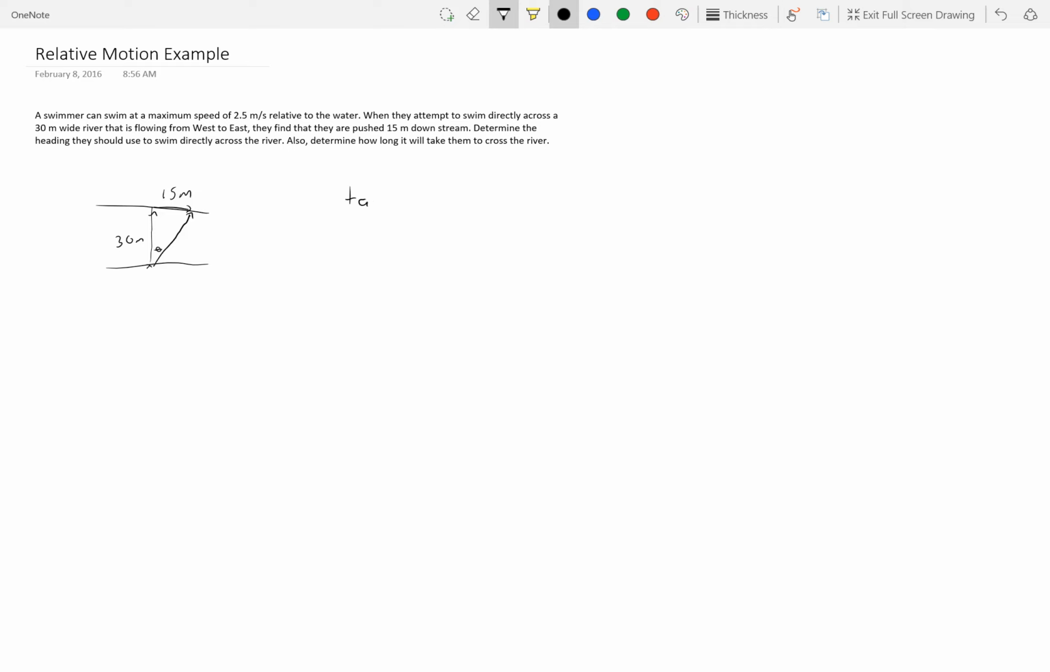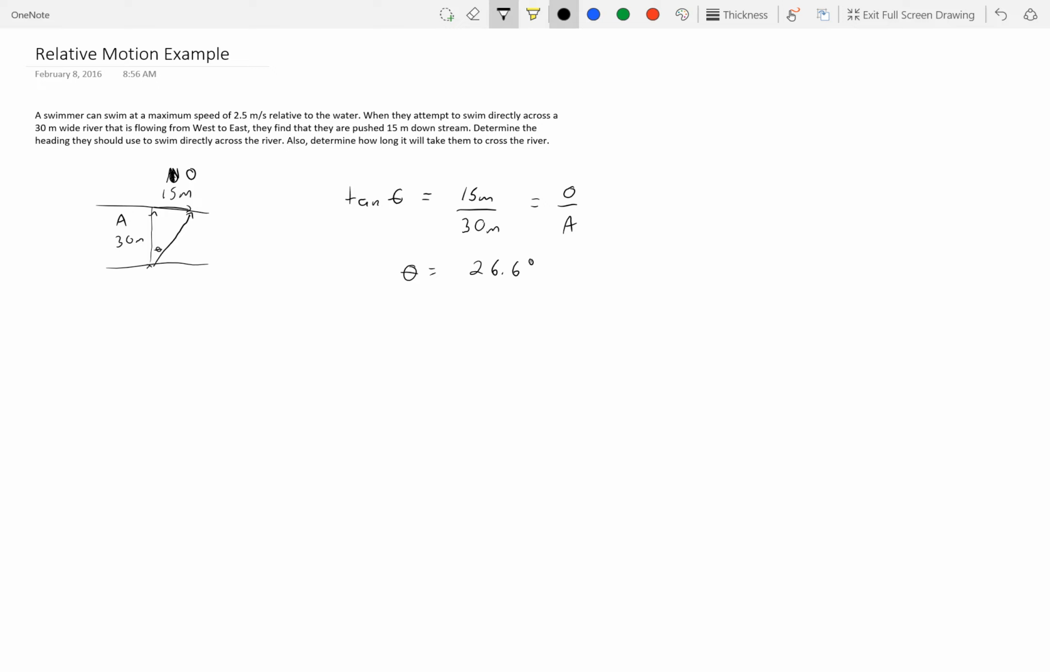So tan theta is equal to how far downstream they ended up. If this is theta, then this is my opposite, and this is my adjacent, over 30 meters, my adjacent. Remember, tan, of course, is opposite over adjacent. So the inverse tan of a half, essentially, works out to be 26.6 degrees. So that angle there is 26.6 degrees.